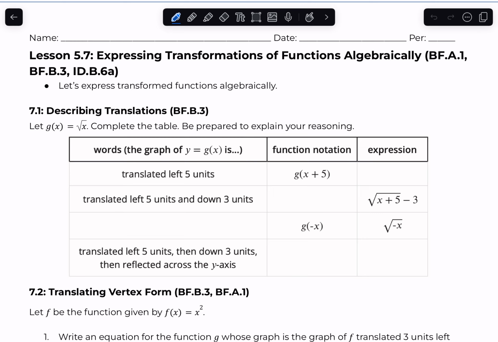All right, ladies and gentlemen, today we're doing lesson 5.7, expressing transformations of functions algebraically. Now it's a combination of what we've been doing this week.